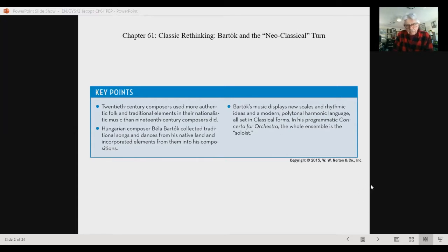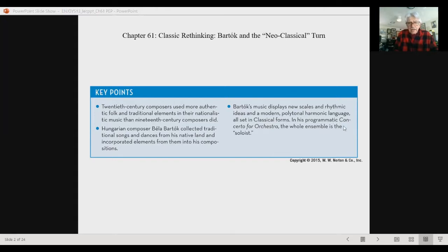Bartok's music displays new scales and rhythmic ideas and modern polytonal harmonic language. And we'll hear this music from Hungary and Bulgaria, and then it kind of explains, well, this is what his roots are, and so naturally he would be using polytonal harmonic language. All set in classical forms. We'll talk about what neoclassicism is.